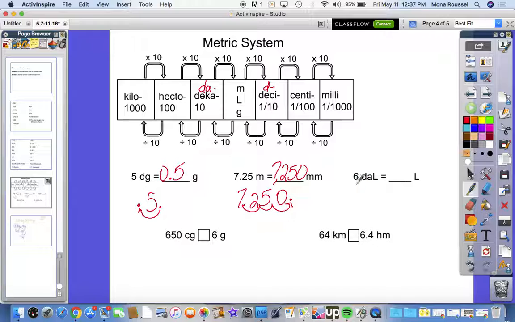In this example, we have 6 decaliters. Remember, the DA is the abbreviation for deca. So we have decaliters, and we're converting to liters. We're starting with 6. Remember, the decimal starts behind a whole number. So if we're starting at decaliters and we're going to liters, that's moving 1 time to the right. So that means we have to move the decimal 1 time to the right. The decimal goes there. We have put a 0 in the empty spot, and we have 60 liters.